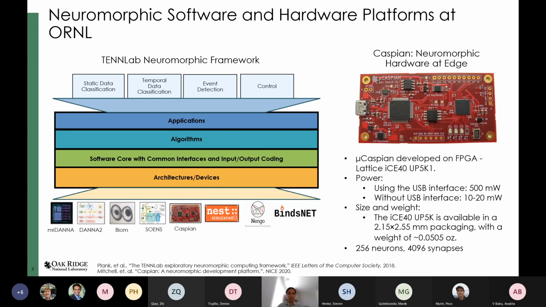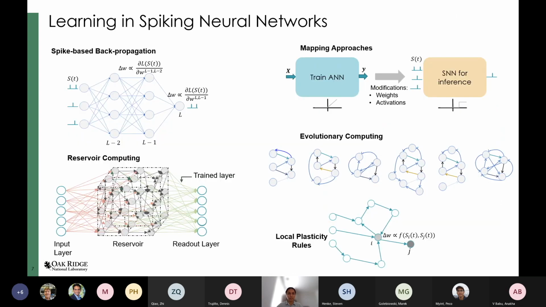encode and decode the input and the output in different spike streams, and also allows us to experiment or study the different algorithmic behavior. So one single board by itself can implement up to 256 neurons and roughly about 4,000 synapses, and by itself can run with just a few tens of milliwatts of power. So that's a quick introduction to the different hardware and software backends that we have.